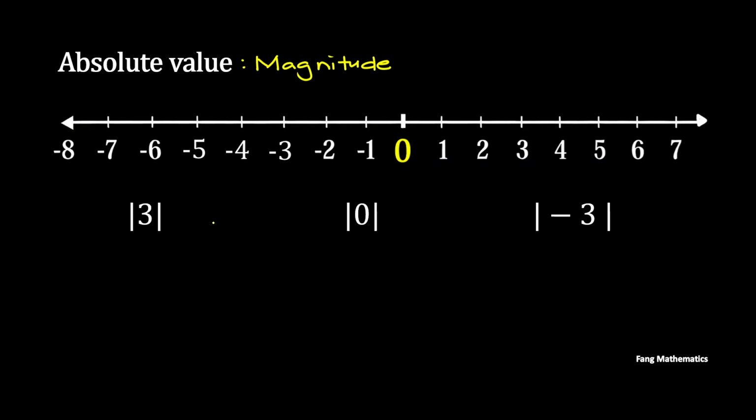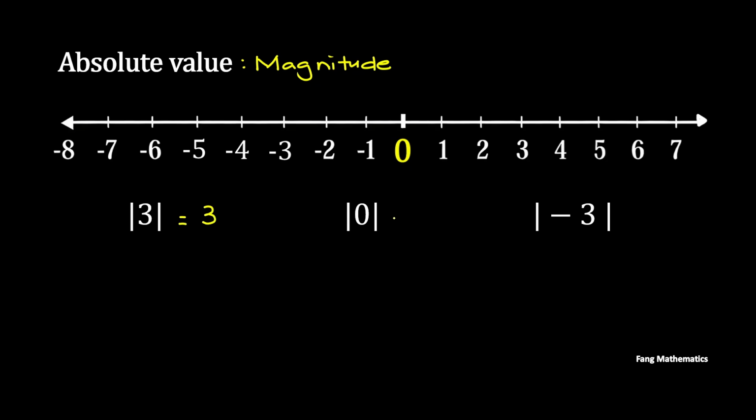We are going to look at these mathematically. Let's look at the left. You have the absolute value of 3. When there is a positive number inside the absolute value, the positive remains positive after you remove the absolute value sign.